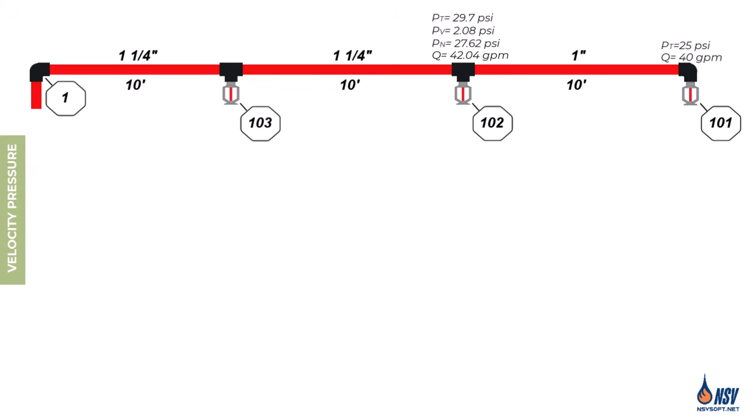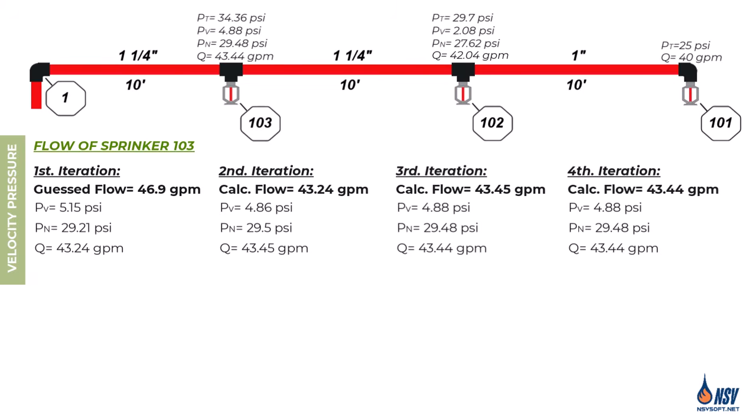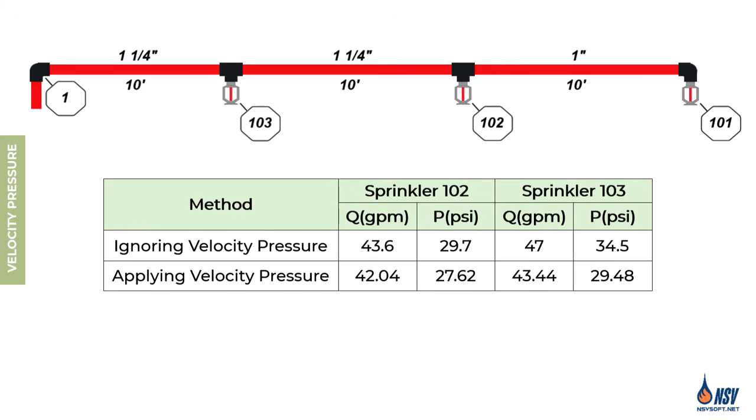We follow the same procedure for sprinkler 103. First, we determine the total pressure at node 103. Then we guess the flow for the sprinkler, calculate the velocity pressure in the pipe between nodes 103 and 1, and perform the iterations to find the actual flow of the sprinkler. If we compare the flow of sprinklers 102 and 103 with and without accounting for the velocity pressure, we see a total reduction of about 5.1 gallons per minute. In a system with more sprinklers in the design area, this reduction can become significant, lowering the overall system demand in both required flow and pressure.